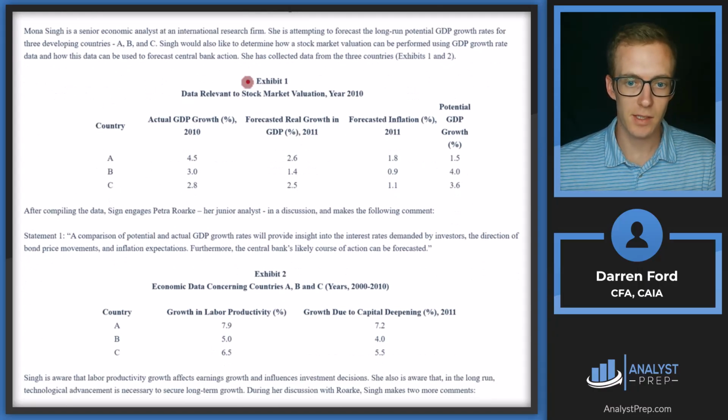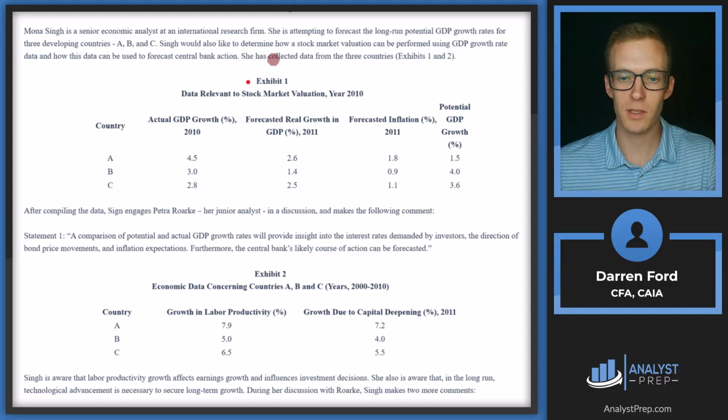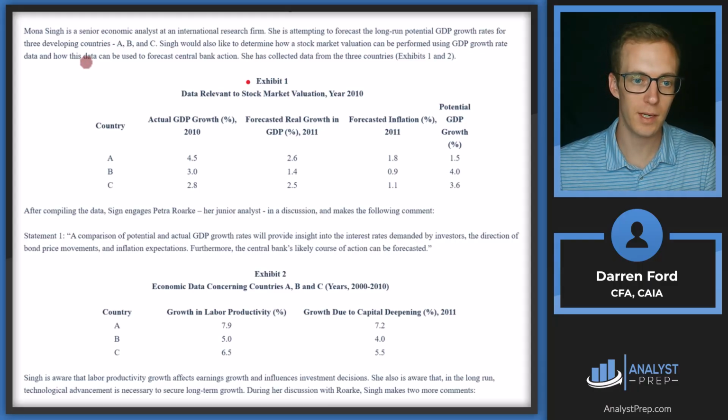All right, so we're looking at Exhibit 1. Let's read until we get there. Mona Singh is a senior economic analyst at an international research firm. She is attempting to forecast the long-run potential GDP growth rates for 3 developing countries, A, B, and C. Singh would also like to determine how a stock market valuation can be performed using GDP growth rate data and how this data can be used to forecast central bank action. She has collected data from the 3 countries, Exhibits 1 and 2.